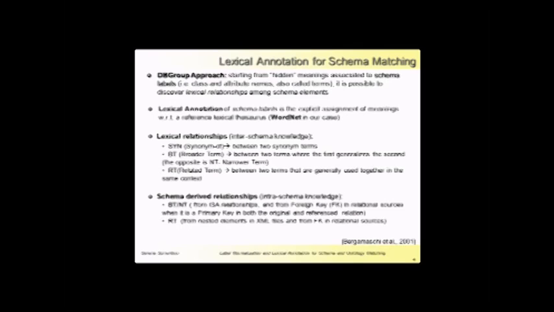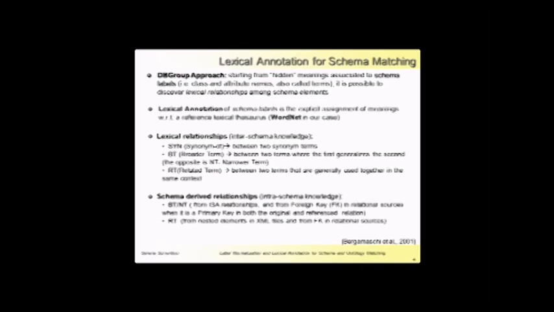From lexical annotation, we can discover lexical relationships. We identify three main types of lexical relationships. A synonym relationship, which is defined between two terms that are synonyms. A BT, broader term relationship, which is defined between two terms where the first generalizes the second, and the opposite of the BT relationship is the NT relationship. And finally, a related term relationship, which is defined between terms that are usually used together in the same context.